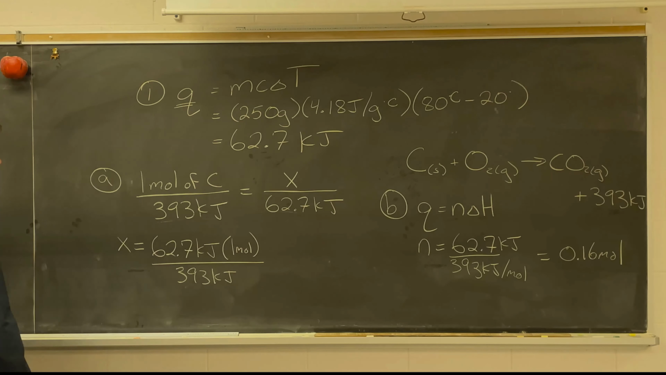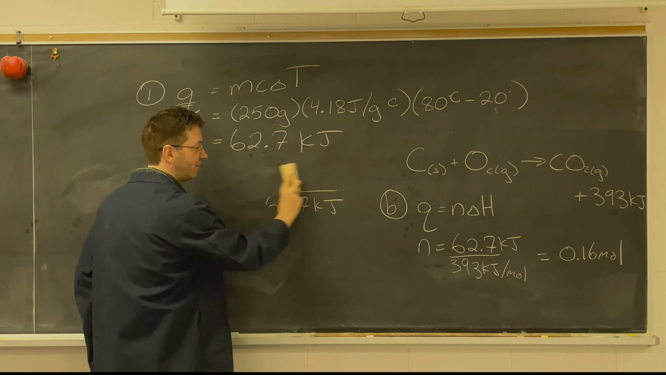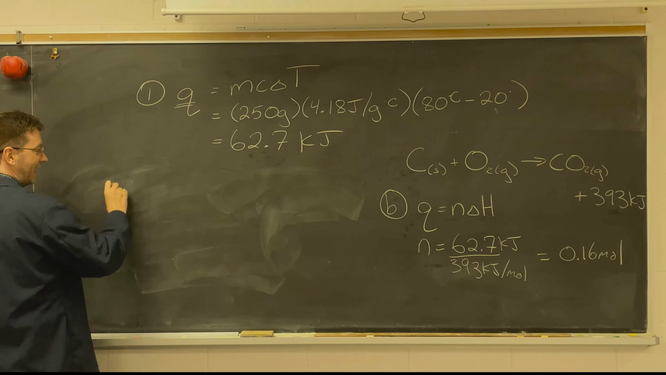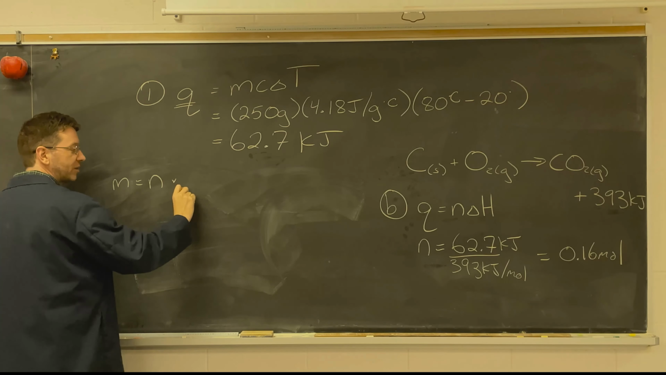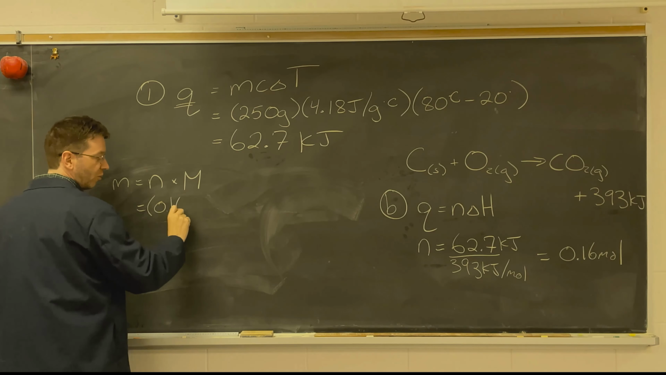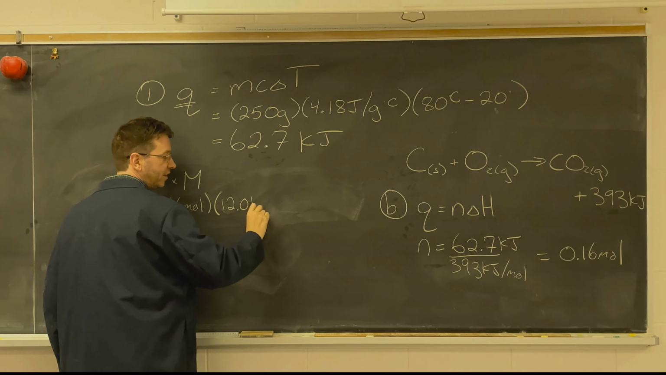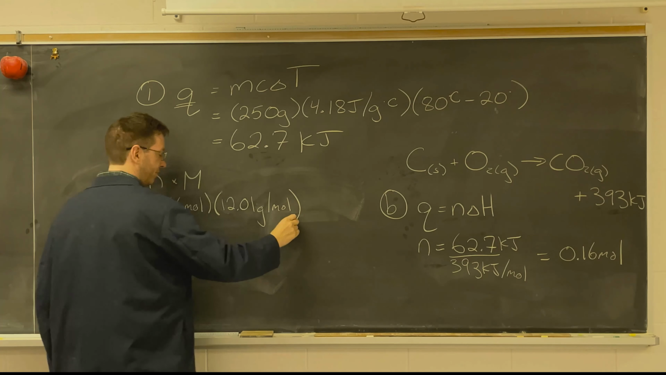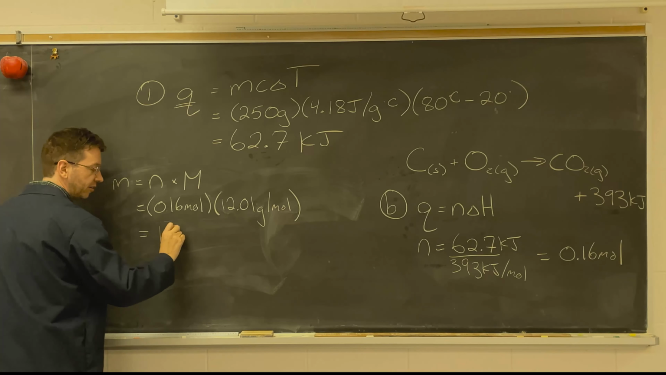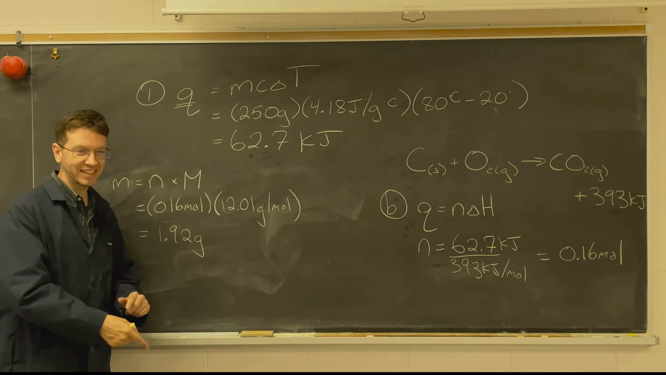Now the question wasn't asking for moles of carbon, it was asking for mass. But we're in grade 12 chemistry now, so converting moles to mass is something we know how to do. So mass is moles times molar mass. So we have 0.16 moles of carbon, and the molar mass of carbon, 12.01 grams per mole. So that gives us 1.92 grams. Not so bad. Let's try the second example.